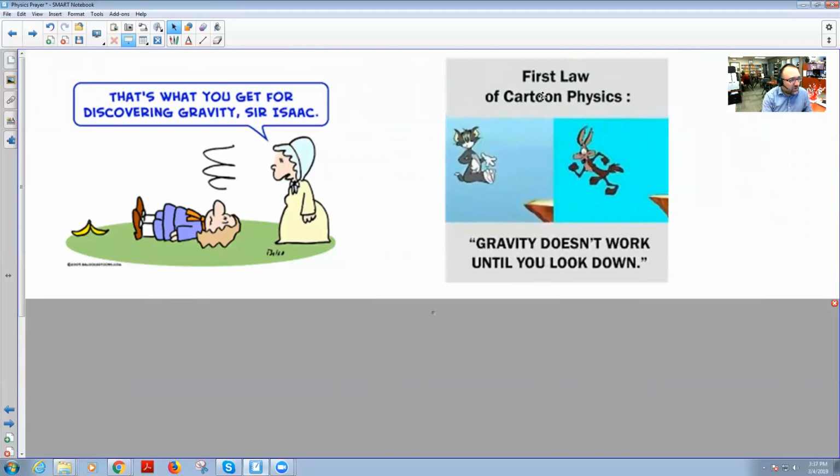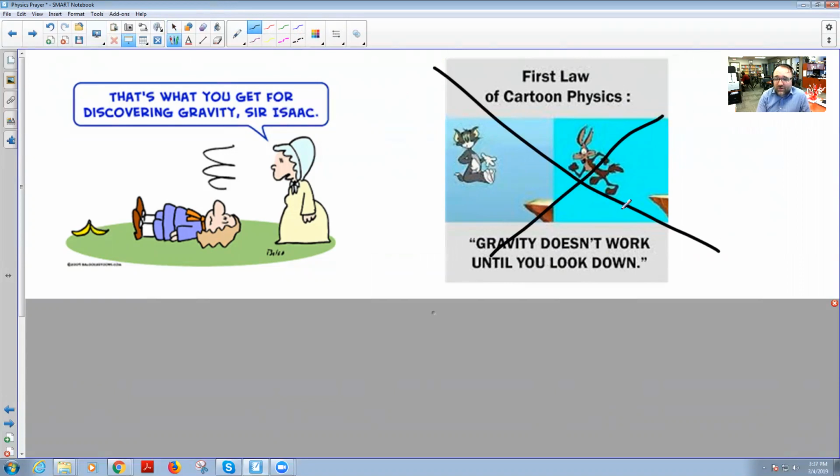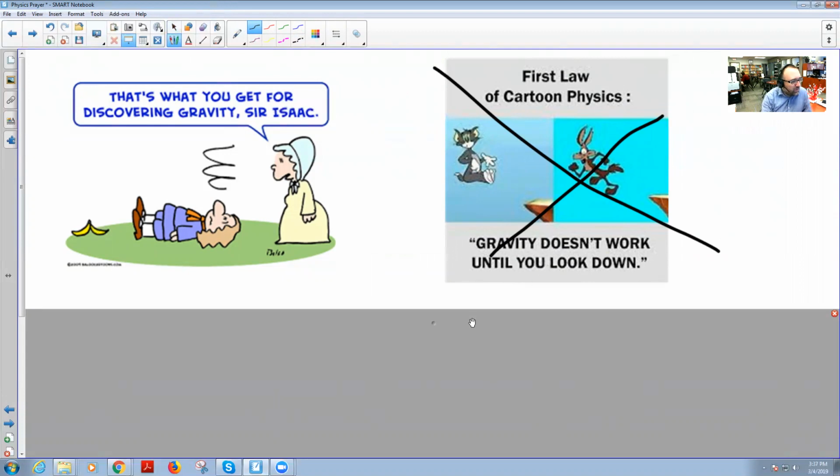How about this one? First law of cartoon physics: gravity doesn't work until you look down. As we know, 100% correct. This is a misconception. This doesn't occur in real life. Once you fall off that cliff, you're falling down. It doesn't matter if you're looking down or not. But as we know, that's just a little humor I've added.